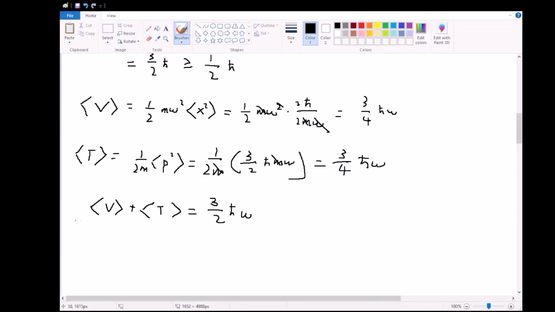And this is indeed what we expect, because remember, the energy formula is equal to n plus 1/2 times h bar omega. So the first excited state is going to have an energy of 3/2 times h bar omega, which is exactly what we have here. And we are done.